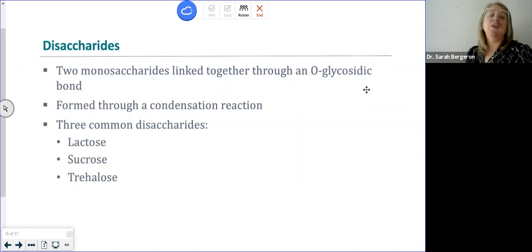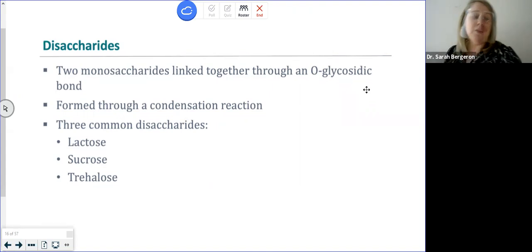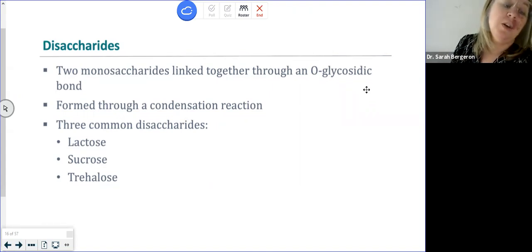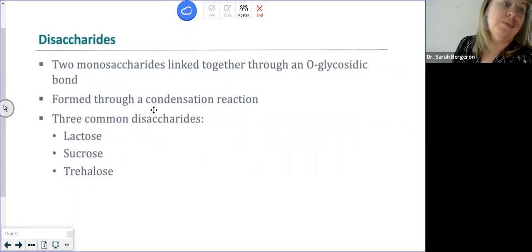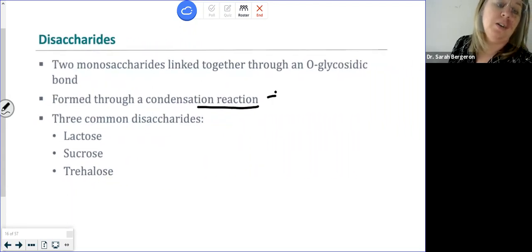Okay. So that initial position of the hydroxyl, whether it's up or down, is going to determine how these monosaccharides can create disaccharides. And so you're always going to link them through an O-glycosidic bond. What does that mean? There'll be a sugar, an oxygen, a sugar. That's a disaccharide, okay? So it's always a condensation reaction. Whenever we talk about a condensation reaction, what do you make? You make water.